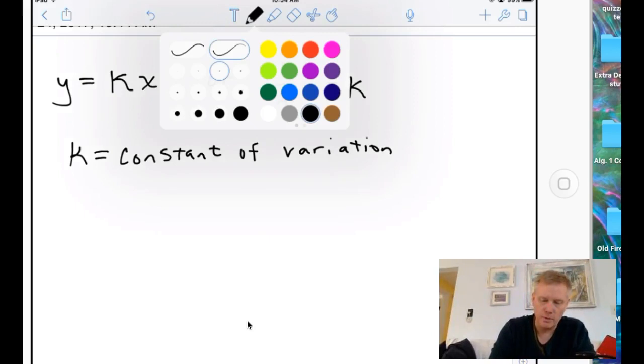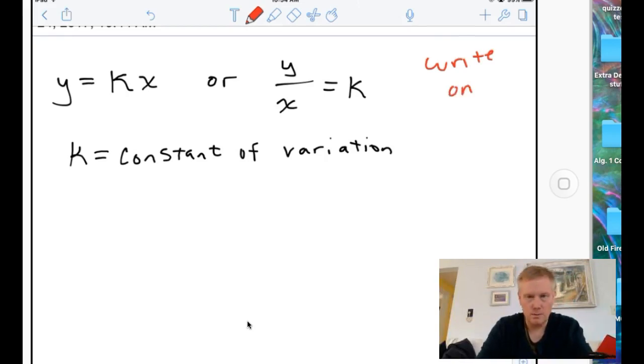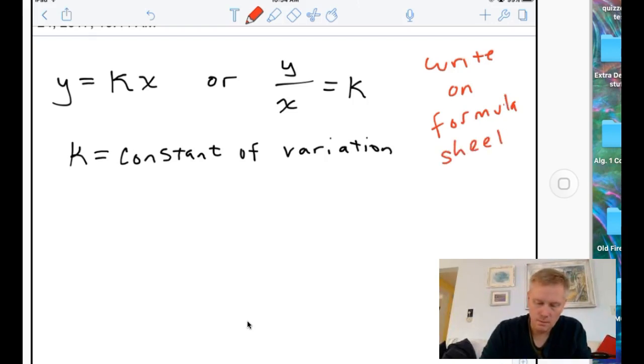You should write this on your formula sheets. Write them both on there. It's y equals kx, and this is actually the same equation on the right, just manipulated. y over x equals k, all right? k is called the constant of variation. It's really like slope. You could think of that as y equals mx.